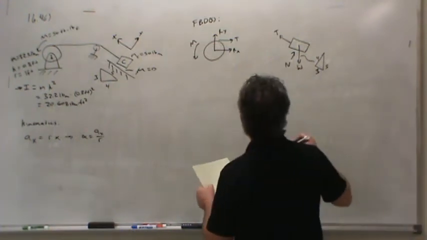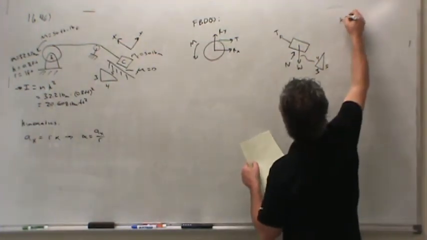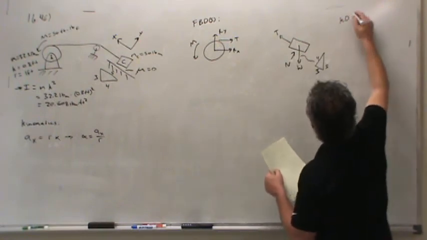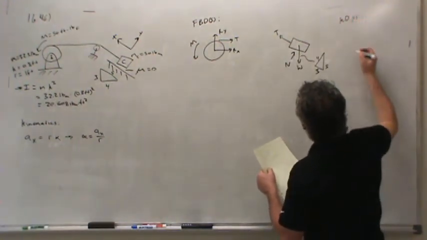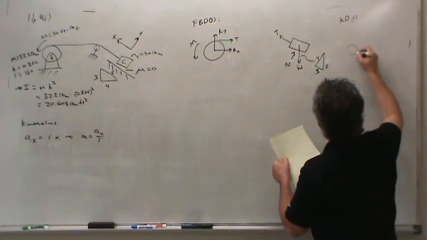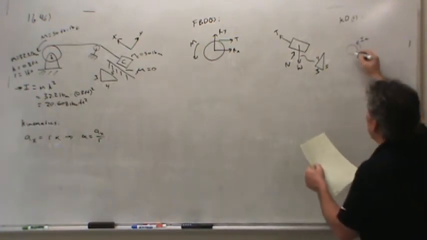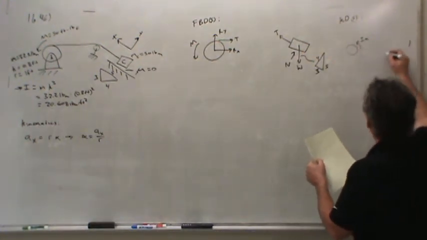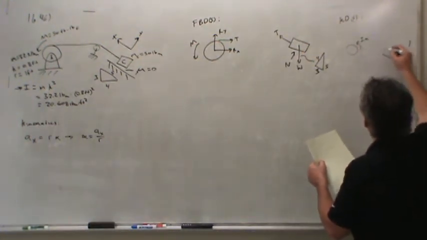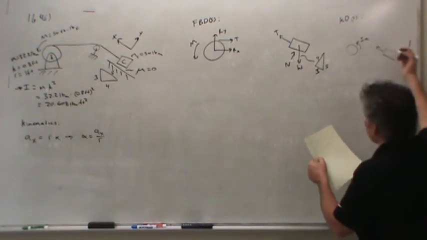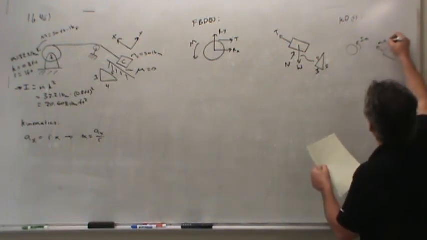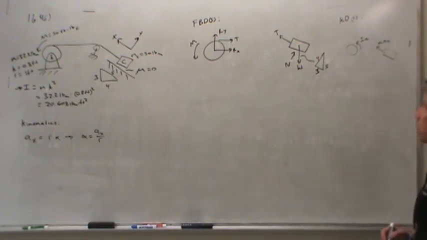The kinetic diagrams, that's also plural, would be, let's see, there's the wheel, so I alpha is the only part I care about there. Obviously, it's not going to accelerate linearly. Similarly, the block is not going to accelerate angularly. All I'm interested in is its dynamic force up the incline.